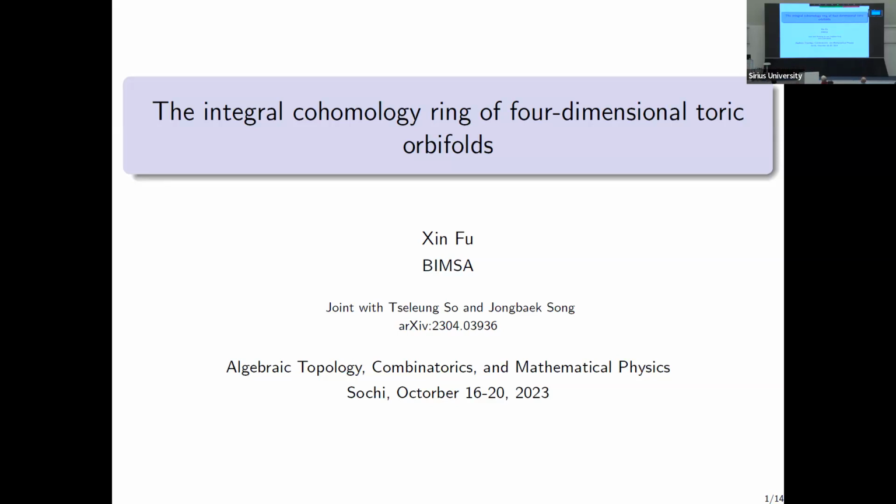First of all, I want to say the integral cohomology ring is the ordinary cohomology ring of the orbifold when we think of the orbifold as a topological space. I'm not talking about any other cohomology structure here.